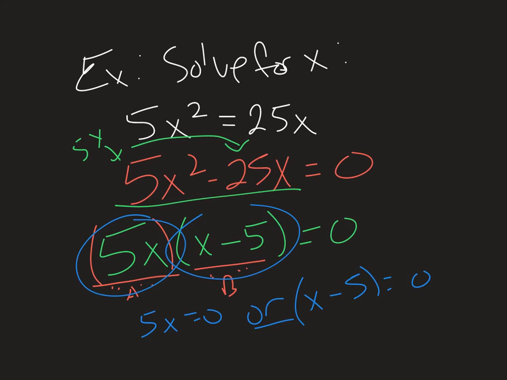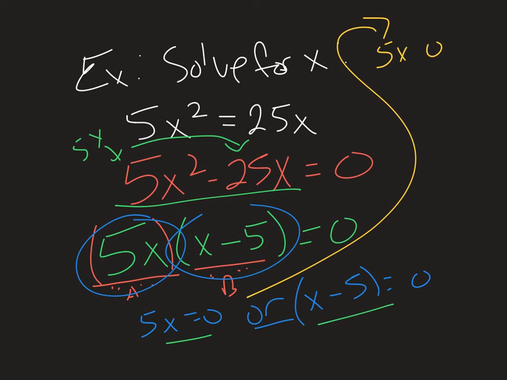So if I solve both of these individually, they're much easier to solve. I'm going to solve this one individually. 5x equals 0. Well, this would tell me if x is 0, this original equation would be true. And that would make sense. If I take 0 squared times 5, that's 0. And 25 times 0 is also 0. They'd be equal. Cool. Done.